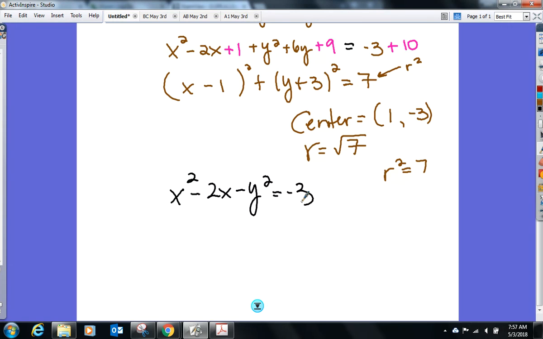Other questions? Now say both of them are negative, then you can multiply by negative 1 to get them positive. Okay, if both of them are, but they shouldn't be opposite each other. Let's just say that.